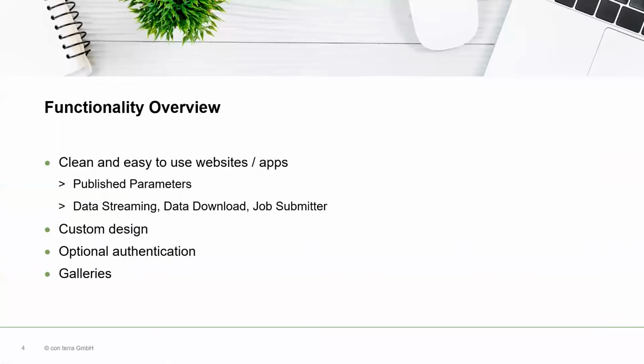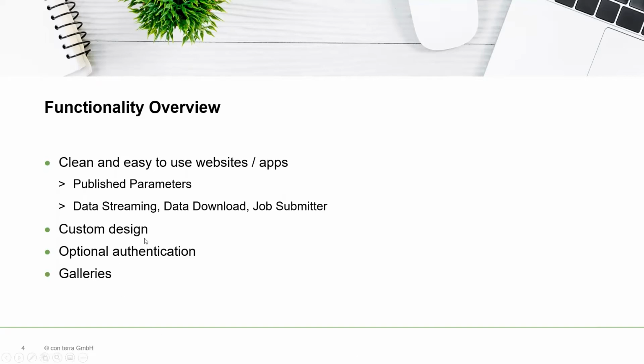What we have seen so far is basically a way to create clean and easy to use websites, or as they are called here, apps, which are based on published parameters of a workspace and also on the services data streaming, data download, and job submitter. So you could basically stream data. For example, you can simply output an image that would be shown right away. You can provide a data download, which would be a zip file containing all of your data sets, or you could run a job submitter workspace, which would simply execute as a normal workspace would.